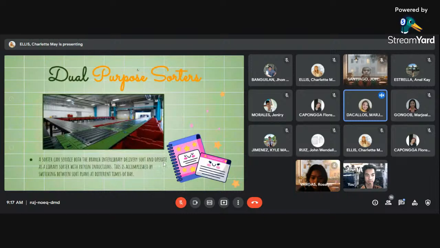A sorter can service both the branch interlibrary delivery sort and operate as a library sorter with patron induction.